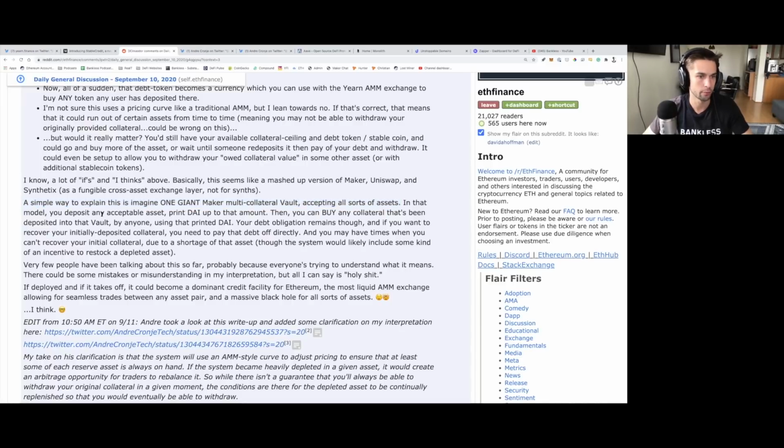In that model, you deposit any acceptable asset and print DAI up to that amount. Then you can buy any collateral that's been deposited into the same vaults by anyone else using that printed DAI. Your debt obligation remains, and if you want to recover your initially deposited collateral, you need to pay off that debt directly. And you may have times when you can't recover your initial collateral due to shortage of the asset, based off of the utilization ratio.